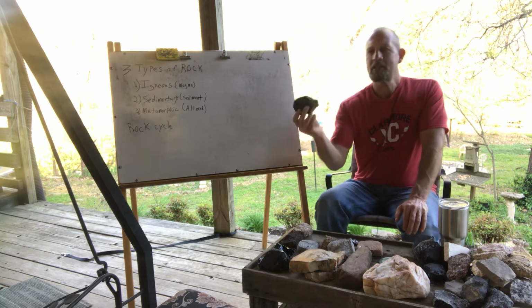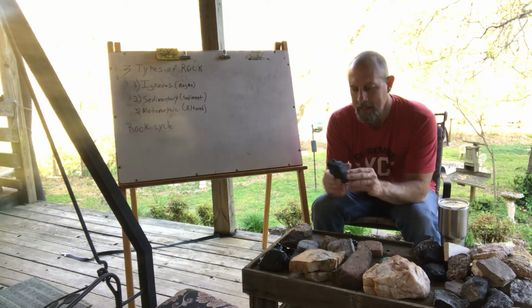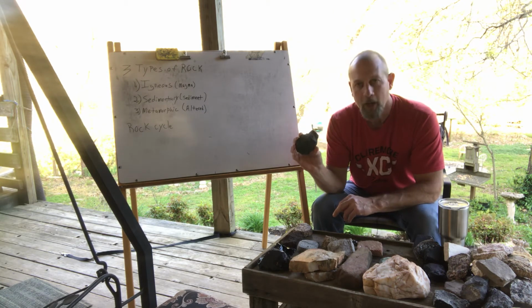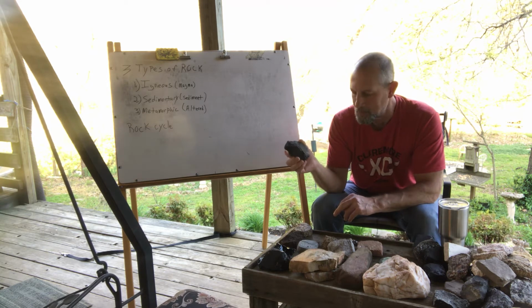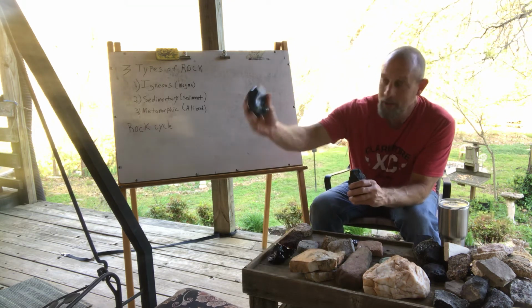Now, this is basalt, and basalt is an igneous rock. And again, basalt used to cover the earth when it first cooled. This was our first rock that used to cover the earth billions of years ago. So again, on a review, igneous rock is formed from fire.